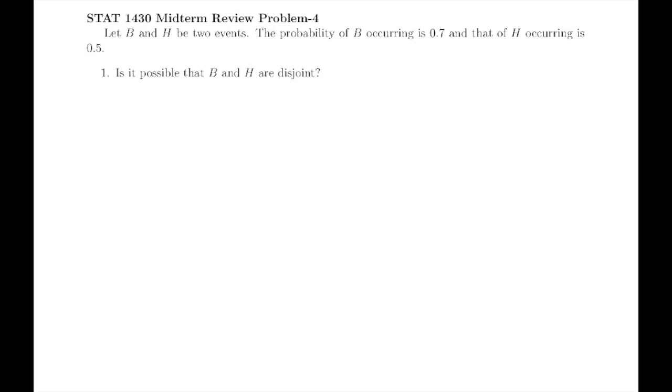Alright, now let us look at this problem on the general probability. And we know that B and H are two events. The probability of B occurring is equal to 0.7, and the probability of H occurring is equal to 0.5. And now we want to determine whether these two events B and H are disjoint or not.